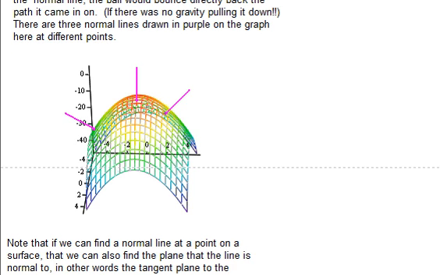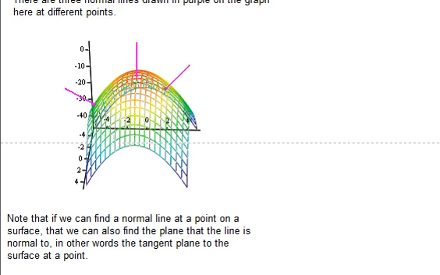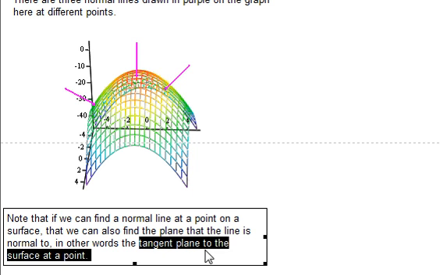So note that we can find a normal line at a point on a surface. If we can, then we can also find the plane that the line is normal to. In other words, the tangent plane to the surface at that point. We've got a normal line here, but there's also a plane that's orthogonal to that normal line, or every line in that plane is orthogonal to that normal line.